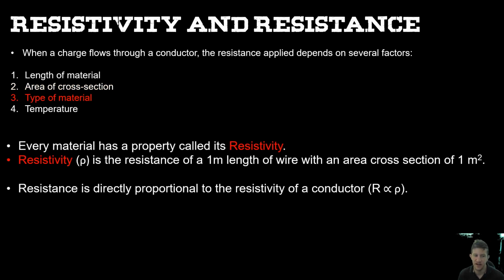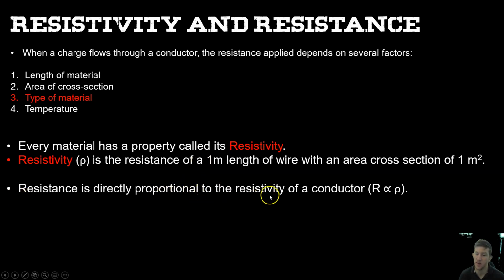The type of material has a property called its resistivity. Every material has a resistivity value, and we use the Greek symbol rho, which, just to be confusing, is the same symbol that we use in density. So Greek symbol rho is also resistivity, and it's the resistance of a 1 meter length of wire with a cross-sectional area of 1 meter squared, which is huge. Think about it, it's a meter long, but the cross-sectional area is 1 meter squared, so that's massive.